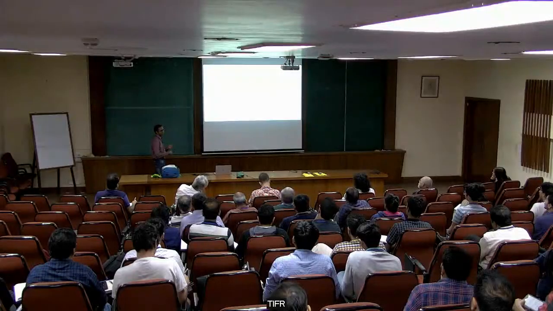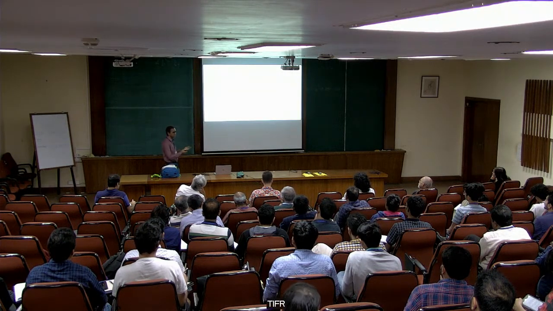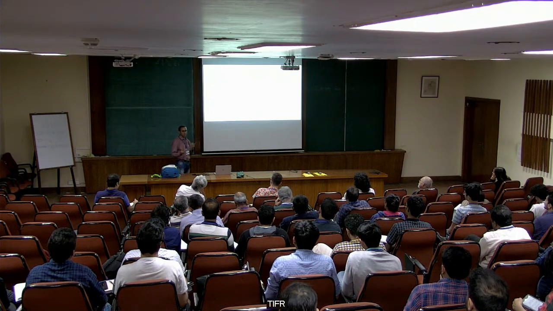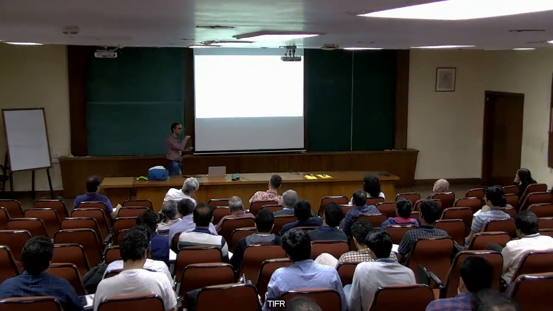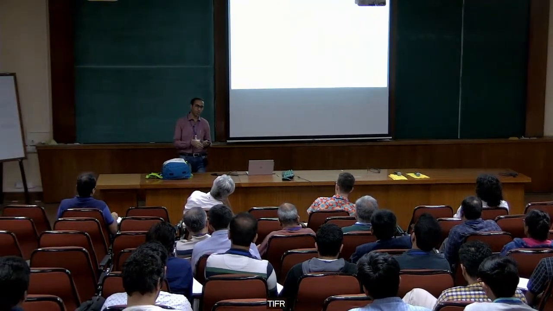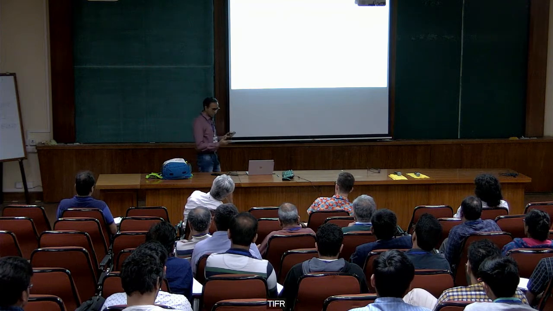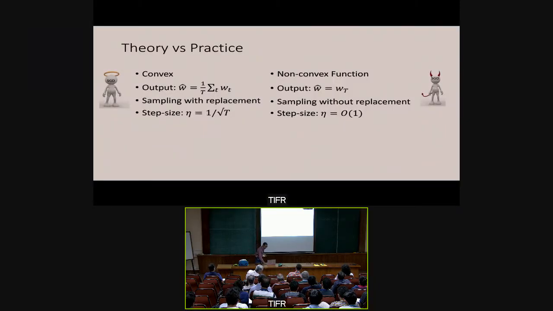It does not look anything like 1 by root t or 1 by t type of step sizes. They typically look like constant, and they can have some funny schedules. That is, it will be constant for, let's say, 50 iterations. Then after 50 iterations, I will drop it down to say half of that constant, and so on. Which does not look anything like the step size that we are prescribing in this classical analysis.